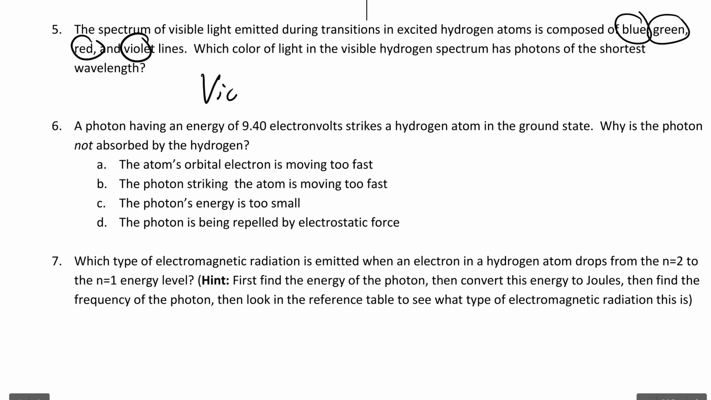We're talking violet. Number 6. A photon having an energy of 9.4 electron volts strikes a hydrogen atom in the ground state. Why is the photon not absorbed by the hydrogen? So, why wouldn't it be? Let's see. It's in the ground state. We're giving it 9.4 electron volts. Let's take a look at our table.